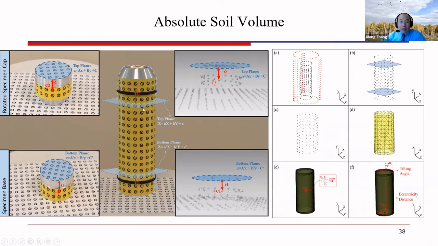Because we know the top plane and the bottom plane, we can also find the center of the top and the bottom plane, and we can find the normal of each plane. By comparing the two normals, we can find the tilting angle of the soil specimen during testing. And by projecting the top center to the normal of the bottom plane, we can find the eccentricity, to tell if you apply load exactly through the center of the soil specimen, right? So this is the idea.